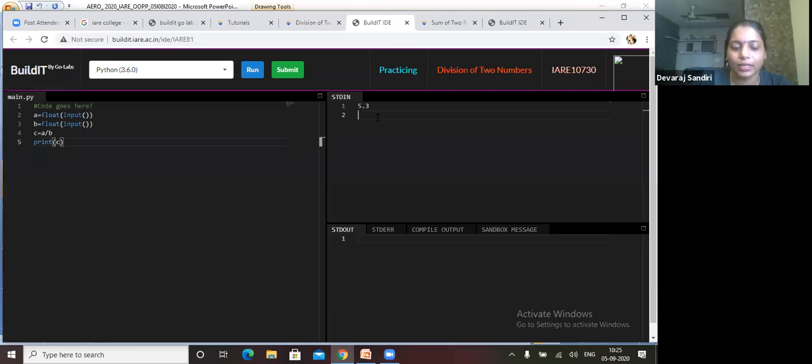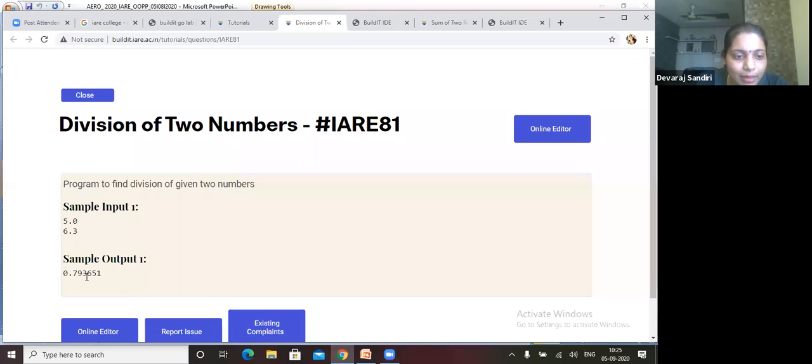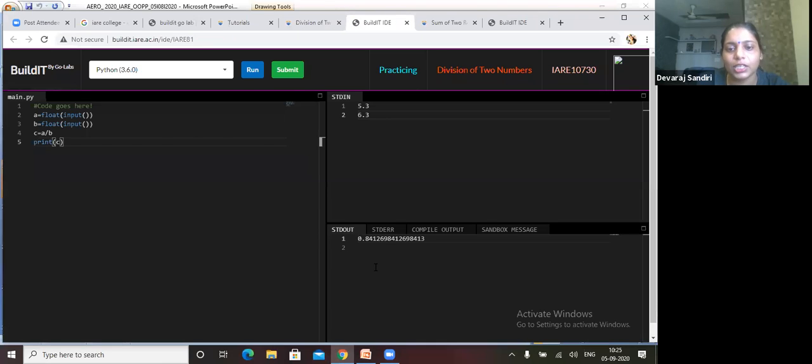5.3, 6.3. Okay, I will run this program. I got this output. What output should we match? 793651. But this output is wrong, maybe what they gave is different, because after writing we are getting this output. If I give here B divided by A, see.